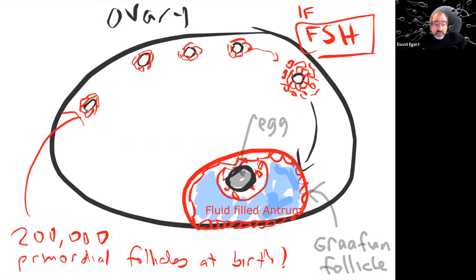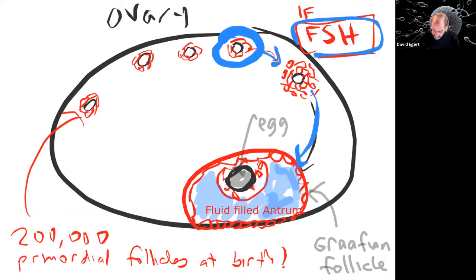This process of going from primordial follicle to this takes about 2 weeks. We're going to see when we look more in detail at the ovarian cycle and the larger cycle, this is kind of the midpoint. This is right before ovulation.